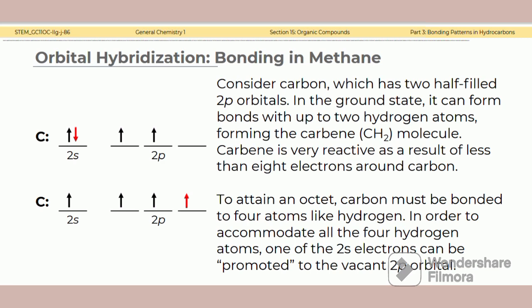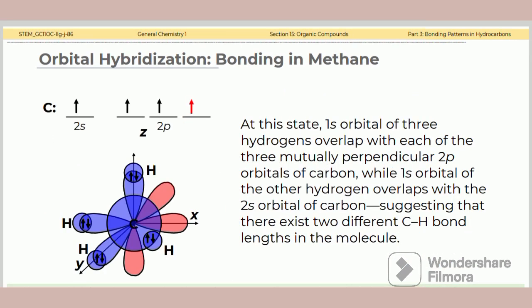In order to accommodate all the 4 hydrogen atoms, one of the 2s electrons can be promoted to the vacant 2p orbital. At this state, the 1s orbital of 3 hydrogens overlap with each of the 3 mutually perpendicular 2p orbitals of carbon, while the 1s orbital of the other hydrogen overlaps with the 2s orbital of carbon, suggesting that there exist 2 different carbon-hydrogen bond lengths in the molecule.